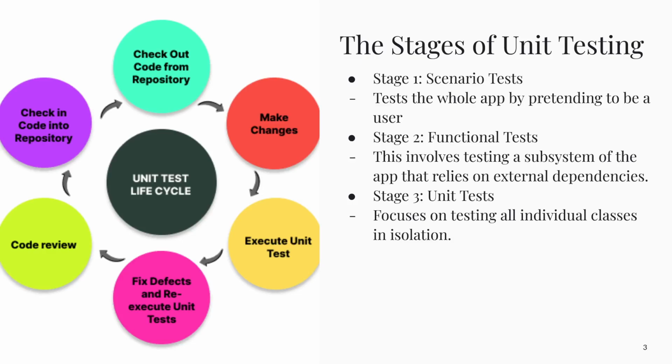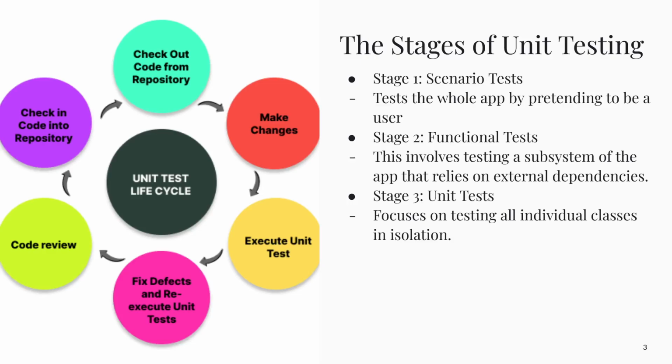The second stage, in case the scenario test does not work, would be functional tests. Functional tests involve testing not the app, but the subsystem of the app that relies on external dependencies. So instead of testing the whole app and going in as a user, you would be testing the subsystem instead for its external dependencies and anything involving the subsystem.